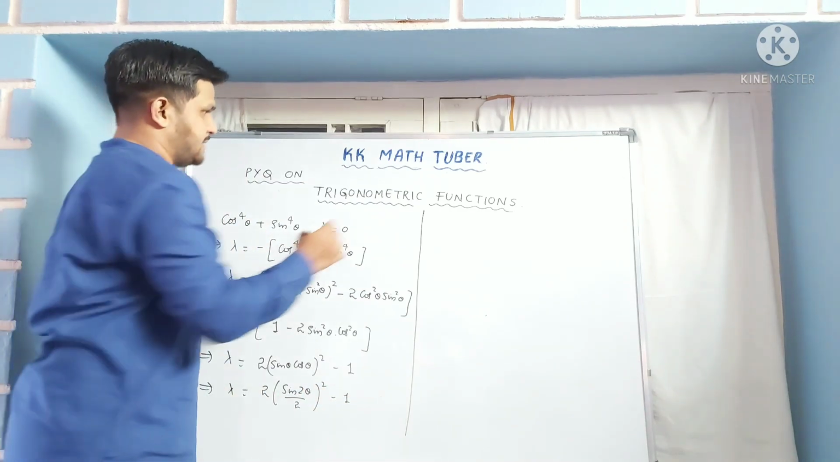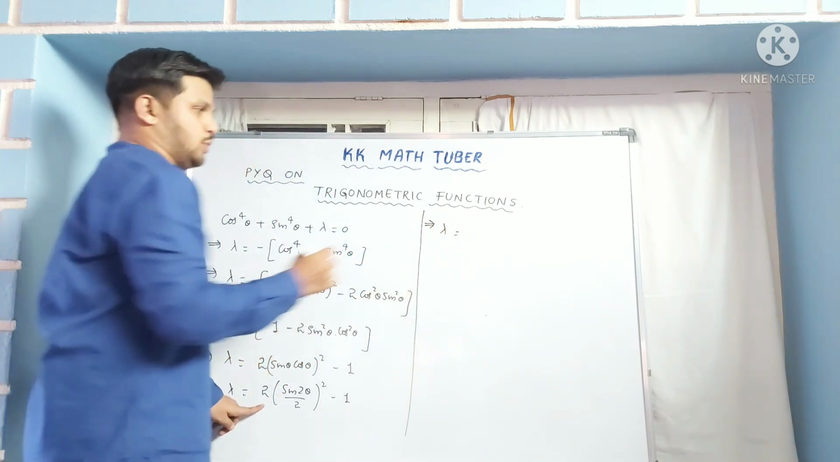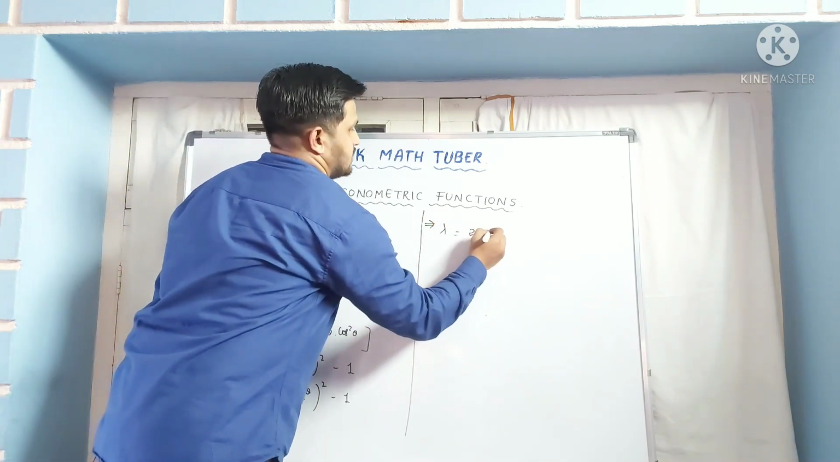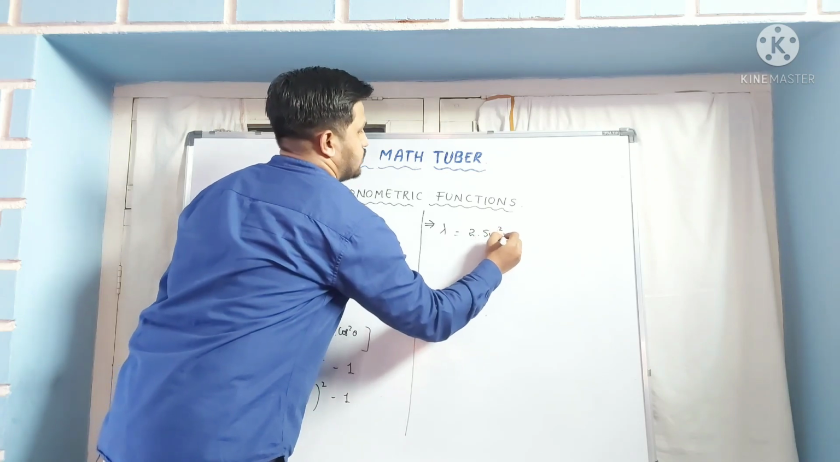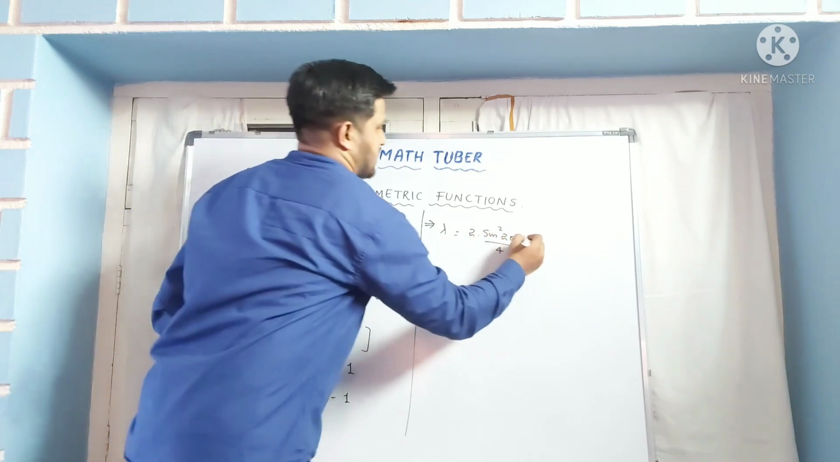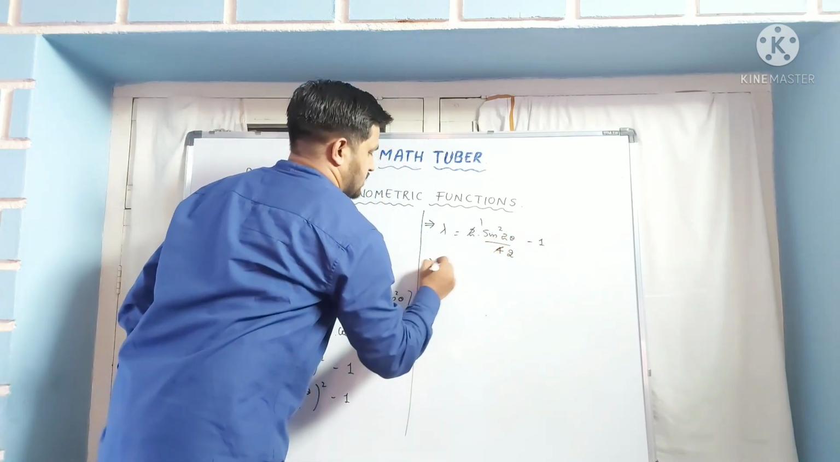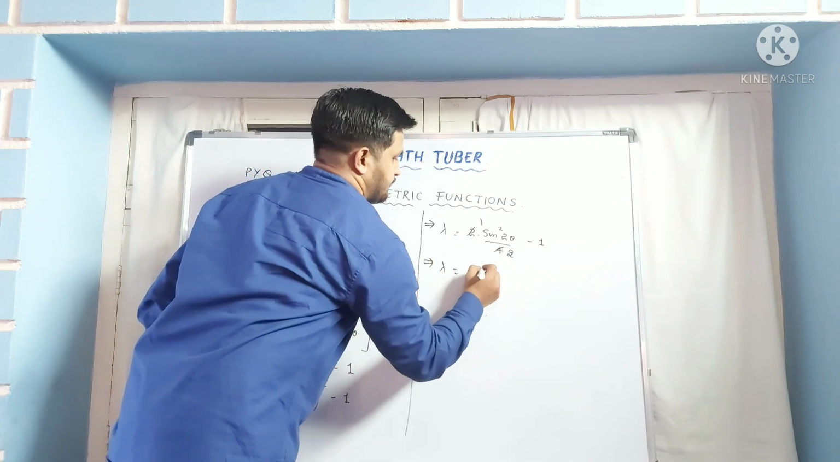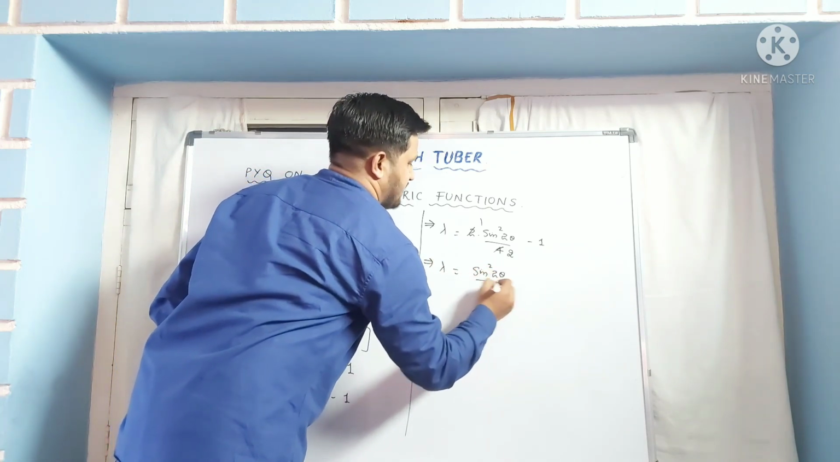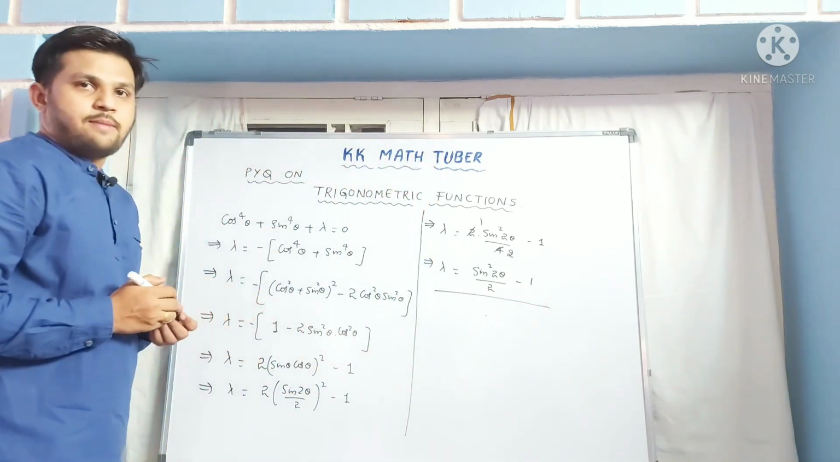So this implies lambda is equal to 2 times sin square 2 theta divided by 4, minus 1. This will get cancelled. Therefore lambda is sin square 2 theta divided by 2 minus 1. So this is the expression of lambda.